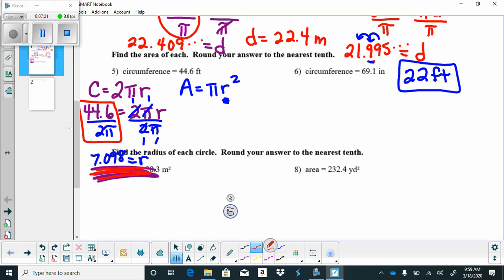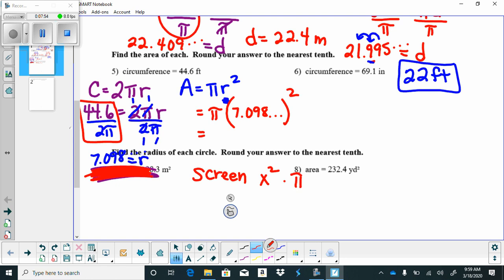Okay, under your formula, remember this is still on your screen. You have pi times what is on your screen, which is 7.098... squared. So what you need to do is take what is on your screen and go ahead and square it. Just push the x squared button on your calculator, times pi, and see what happens.